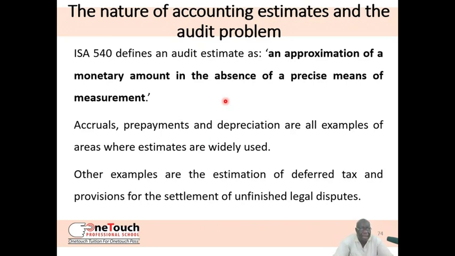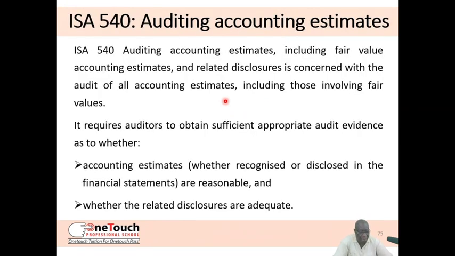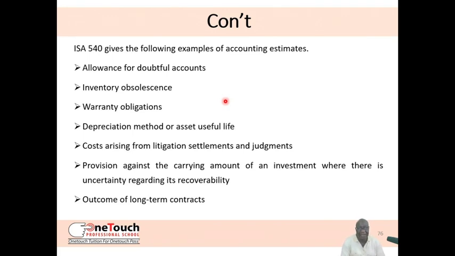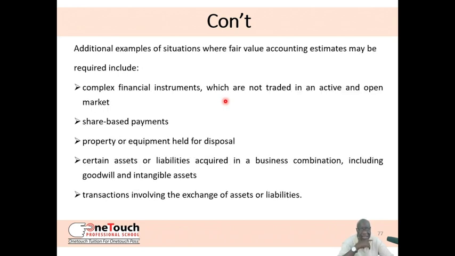Accruals, prepayments, depreciation are all examples of areas where estimates are widely used. Other examples are the estimation of tax, deferred tax, and provisions for settlement of unfinished legal disputes, etc. ISA 540 gives the following examples of accounting estimates. Allowance for doubtful debts is another one. Inventory obsolescence, warranty obligations, depreciation methods or assets' useful life, costs arising from litigation settlements, the provision against the carrying amount of an investment, and the outcome of long-term contracts. Additional examples are complex financial instruments which are not traded on an active or open market, share-based payments, property or equipment, and all these things are estimates.